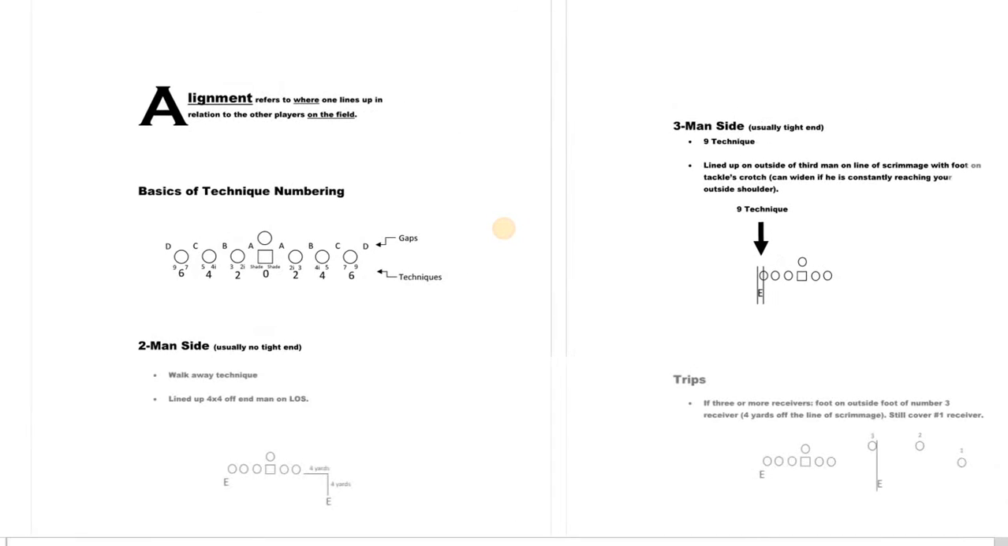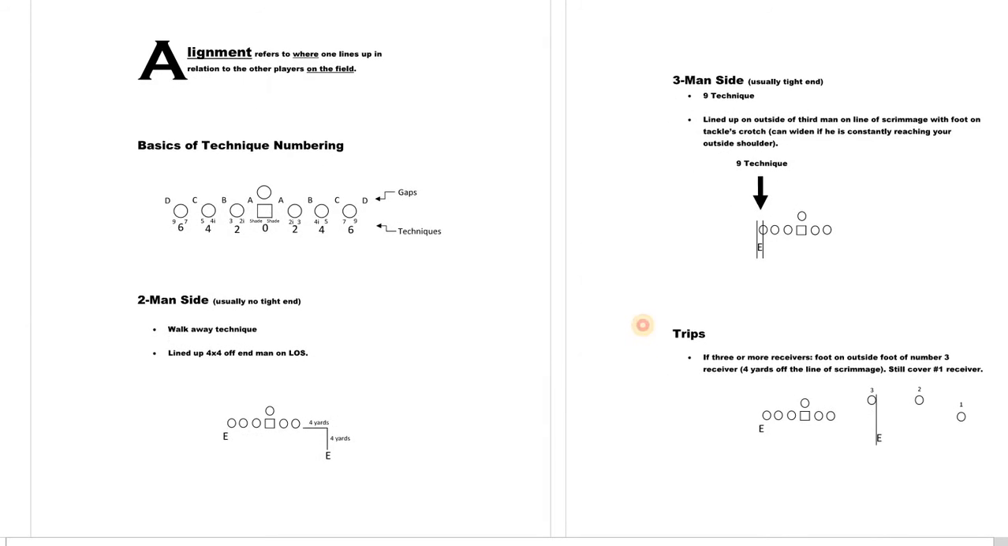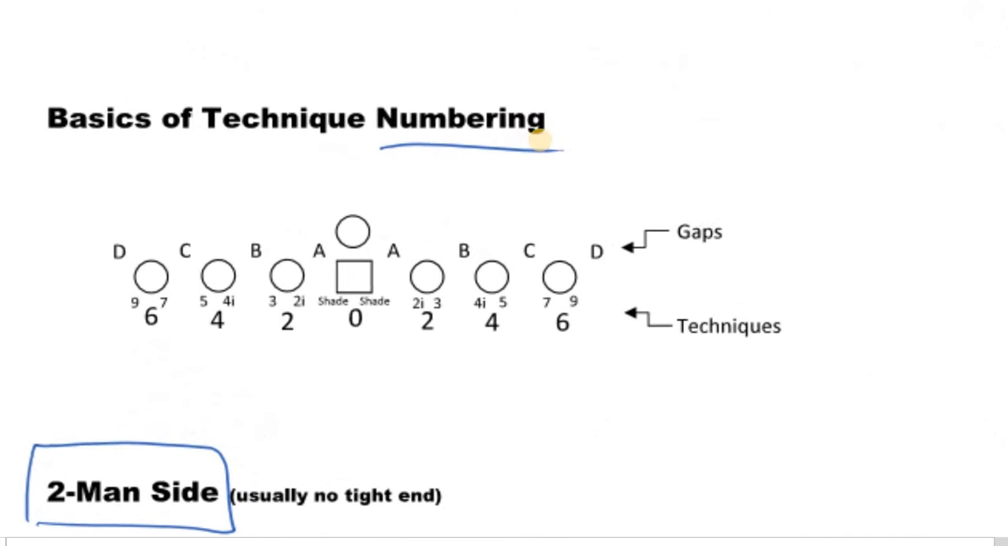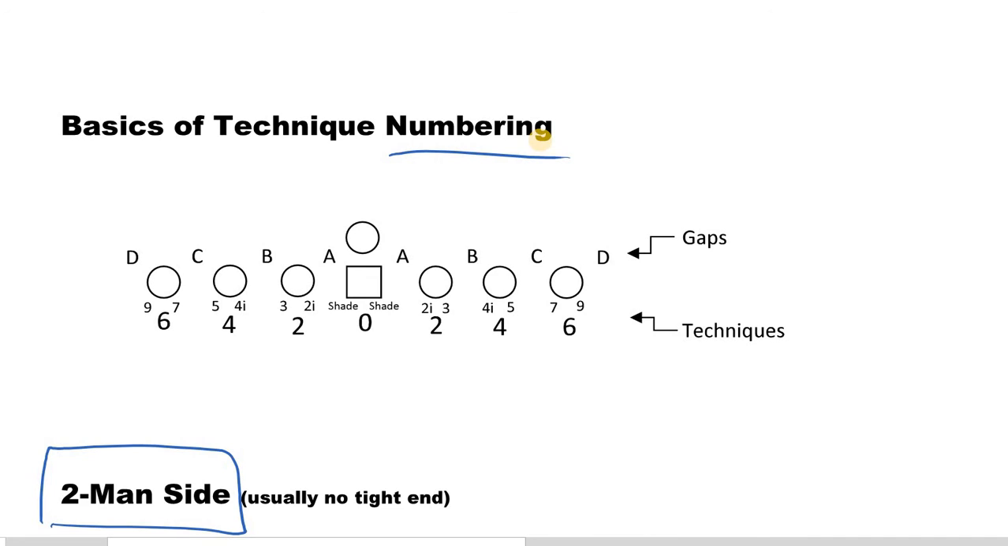Moving on to the next page, we are on to alignment. We will cover the basics of the numbering. We'll cover how a two-man side looks, how a three-man side looks, talking about players on the field, and also trips when we're talking about receivers. Basics of numbering. There are, first of all, gaps.